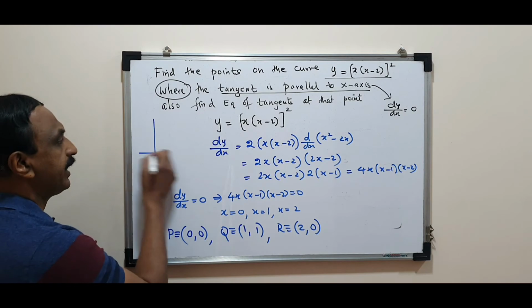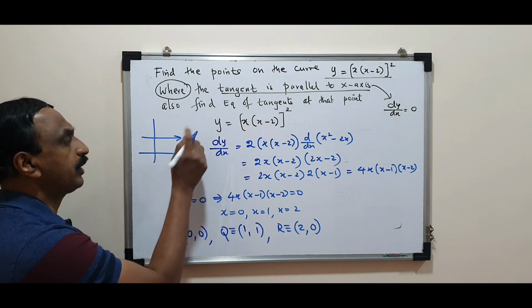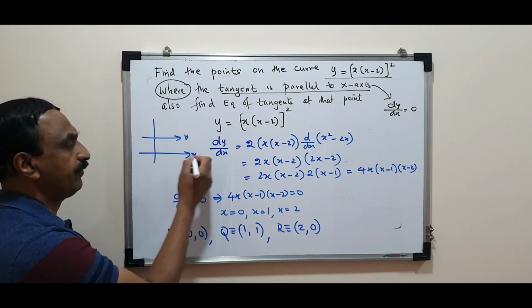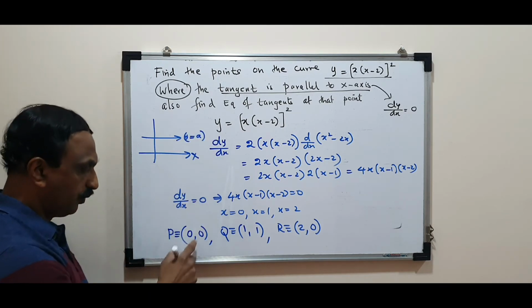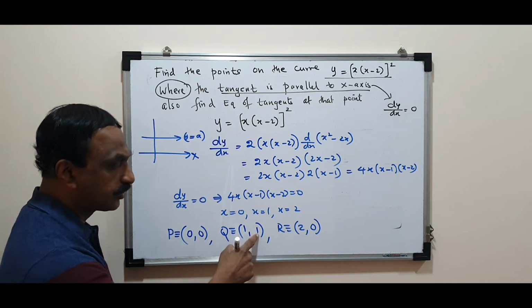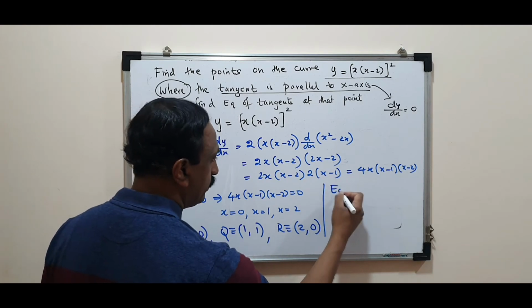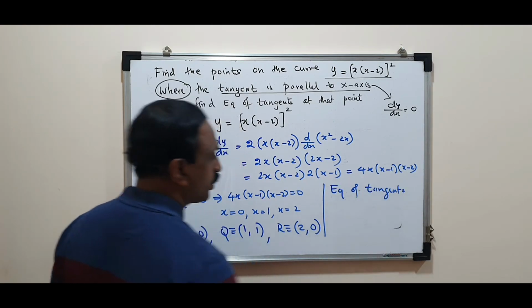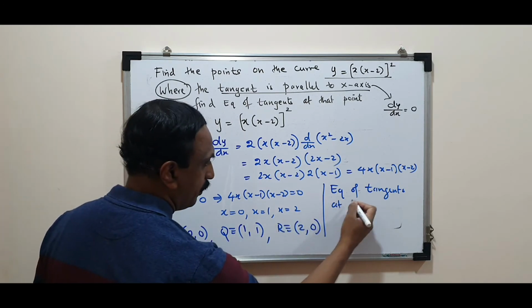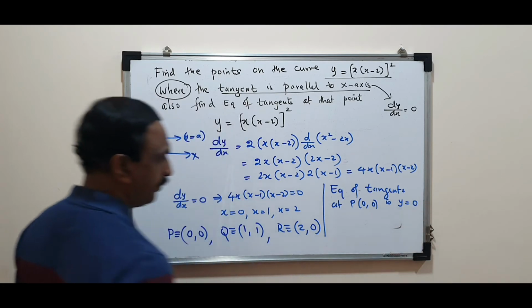Whenever a line is parallel to the x-axis, its y-coordinate will be a constant. So the y-coordinate here is 0, the y-coordinate here is 1, the y-coordinate here is 0. Therefore, the equations of the tangents are: equation of tangent at P(0, 0) is y equal to 0.